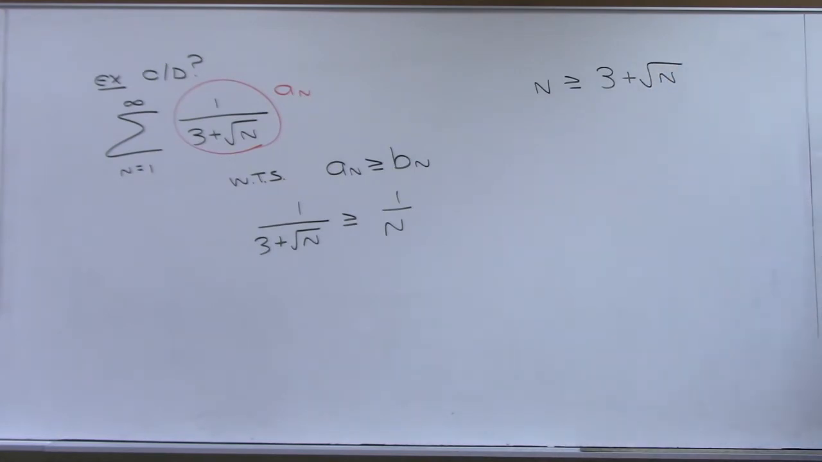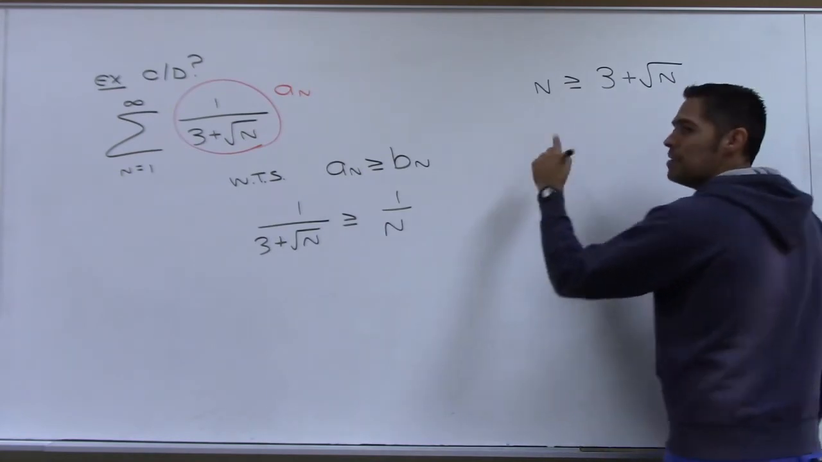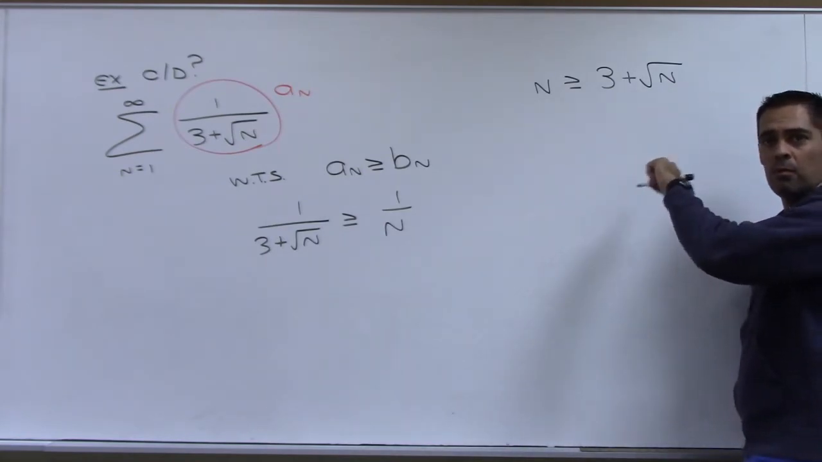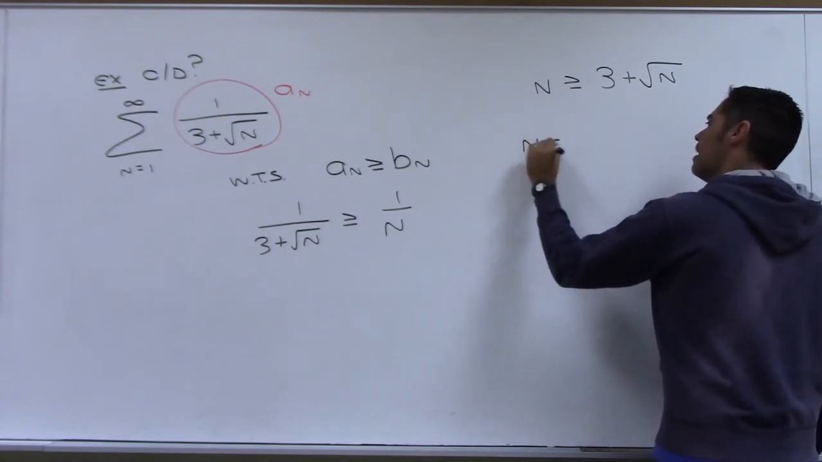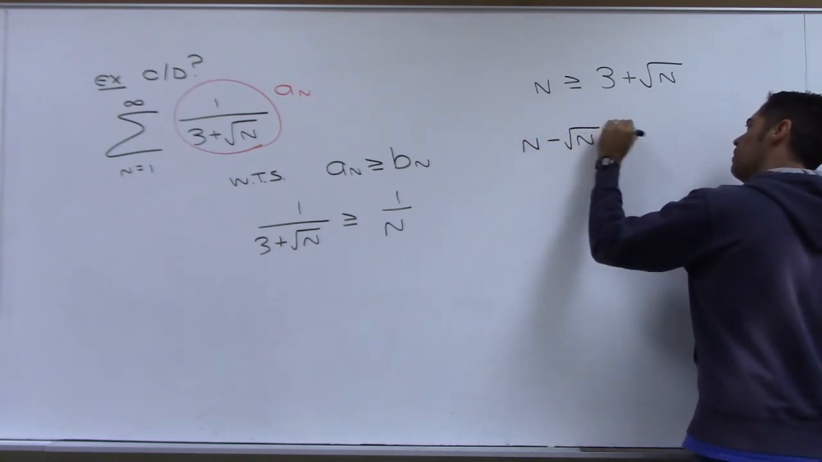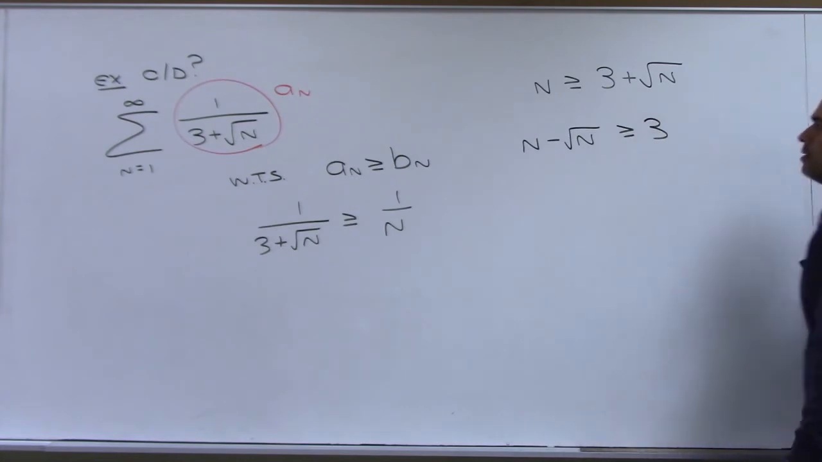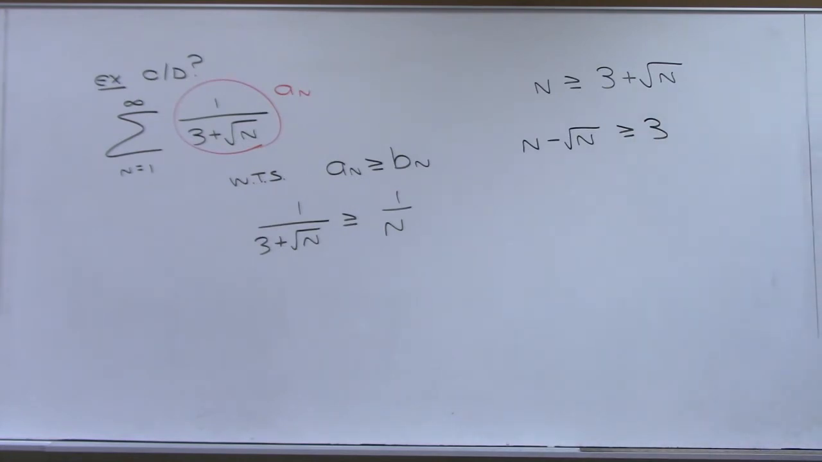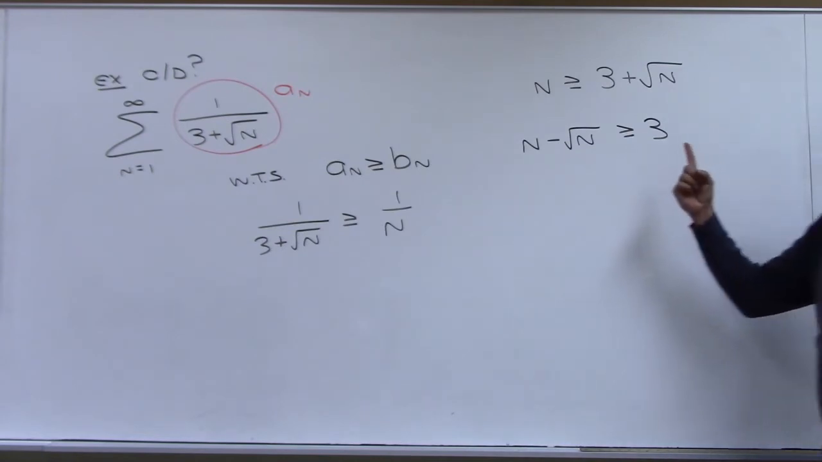Let's try and get all the n's on one side. This is where I said the algebra is going to be a little bit tricky. That's why I wanted to do this one. N minus root n bigger than or equal to 3. Do you think that that's always true? Is it always true? It's not true for 1, right?